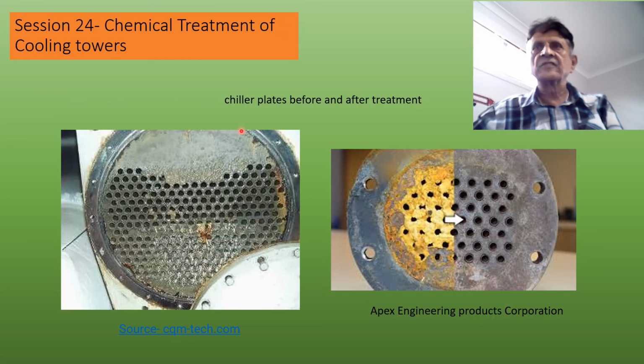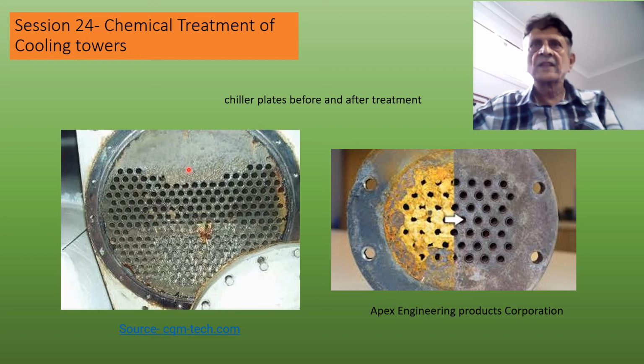This shows a photograph of the chiller plates, the pipes after removal of the chiller plates. These holes are actually copper tubes through which water passes, and you find them totally blocked by scaling on two sides.